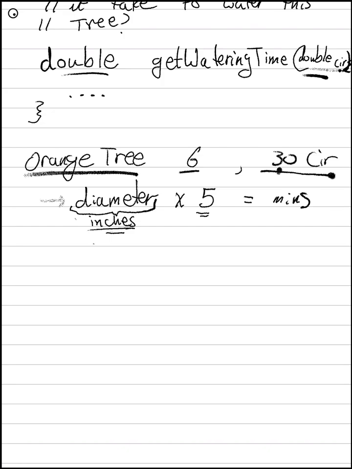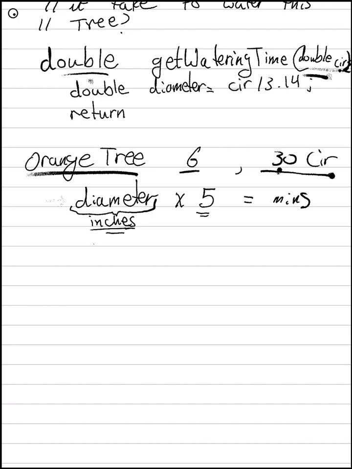Excellent. So let's go with, well, actually, it's already existing here. So double get watering time, and it takes in a circumference. How should we proceed with the code? We'll have to get the diameter. So it's, again, double diameter gets circumference divided by 3.14. Yes. And then return the diameter and multiply it by the growth factor.